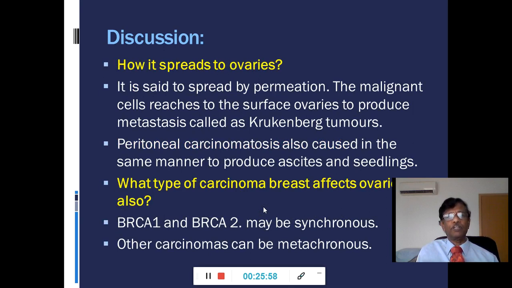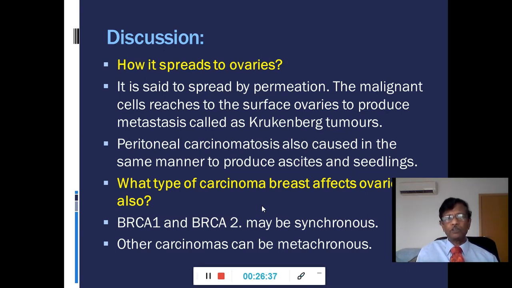How does it spread to the ovaries? By permeation. Yes, it is said to spread by permeation. The malignant cells reach the surface of the ovary to produce a metastasis called Krukenberg's tumor. It is said that in the peritoneal cavity, the malignant cells may seed, and with this seeding, just like amoeboid movements, they may reach the ovary surface, resulting in the Krukenberg type of tumor.